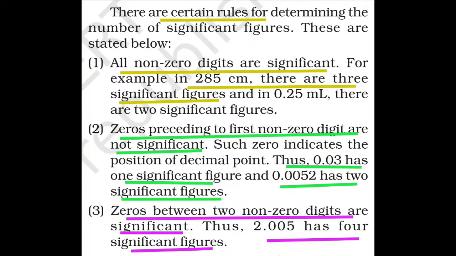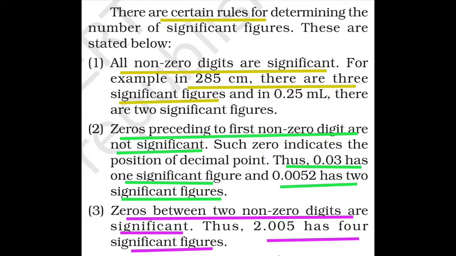Rule number 1. All non-zero digits are significant. Say for example 285 centimeter, 3 digits are there, so 3 is the number of significant figures. 0.25 ml, here we have just 2 significant figures. Rule number 2. Zeros preceding the first non-zero digit are non-significant. Say for example 0.03 has one significant figure, like 0.0052 having 2 significant figures.